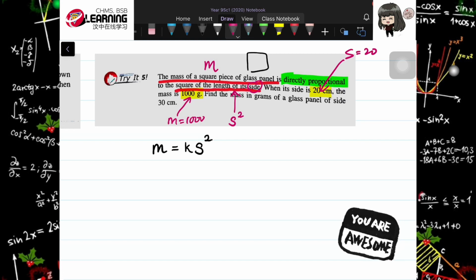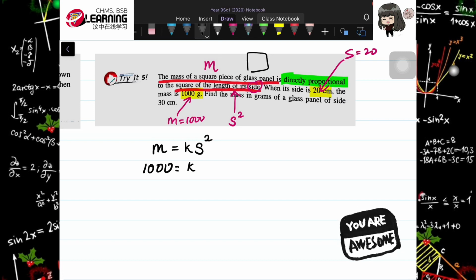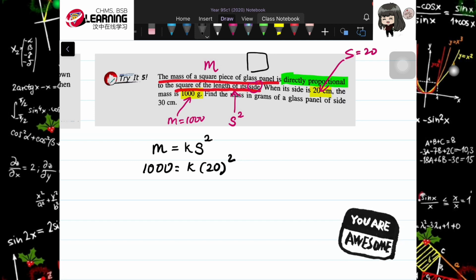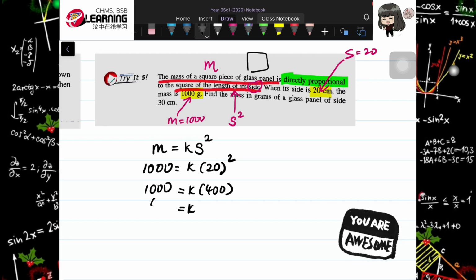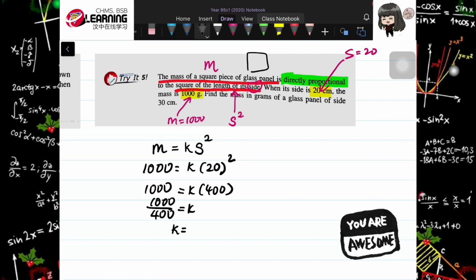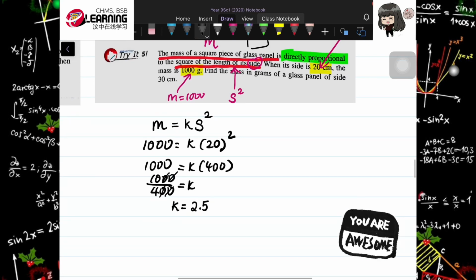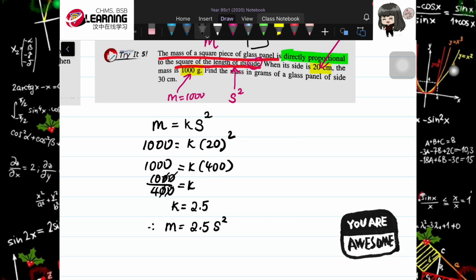So you sub in. Your m is 1000, your s is 20, and then don't forget to square, because the equation here is the square of the length of each side. So you have to square it. So you can find k here. This is 400, 1000. So your k is equals to 1000 divided by 400, and your k is 2.5. So your equation over here is m equals 2.5 s squared.